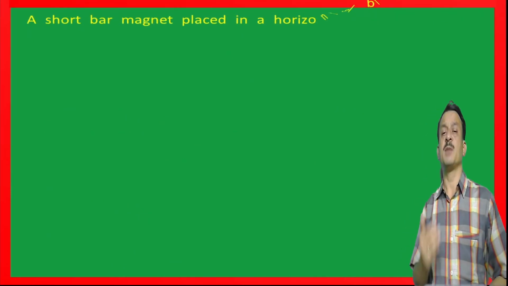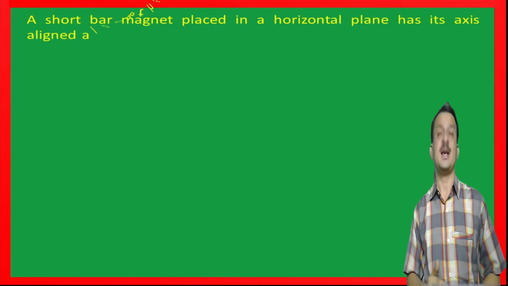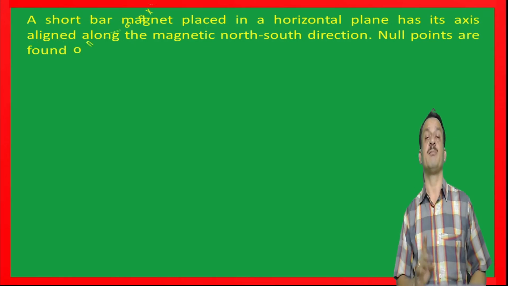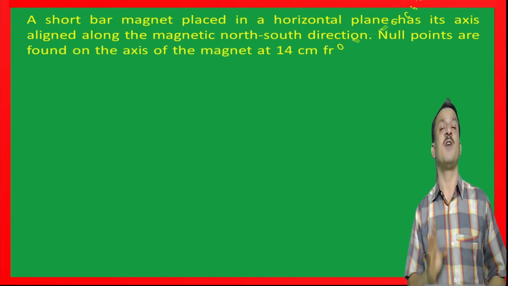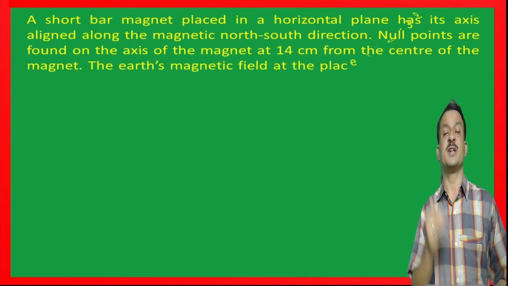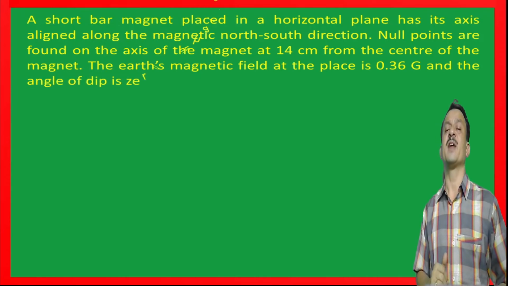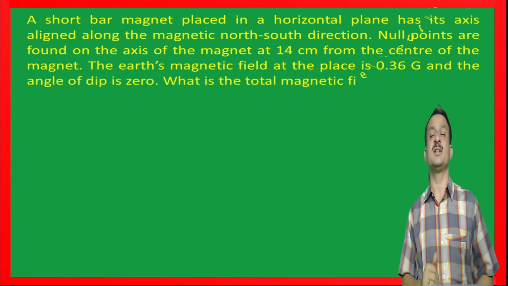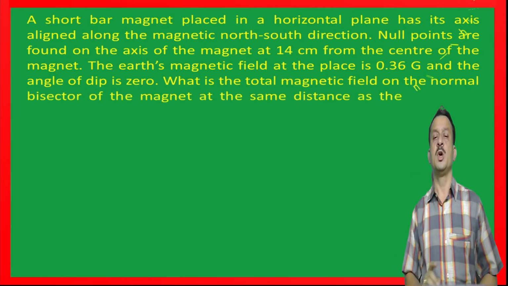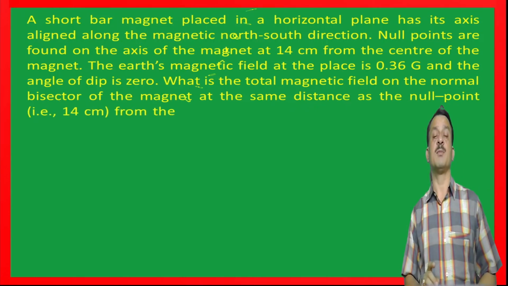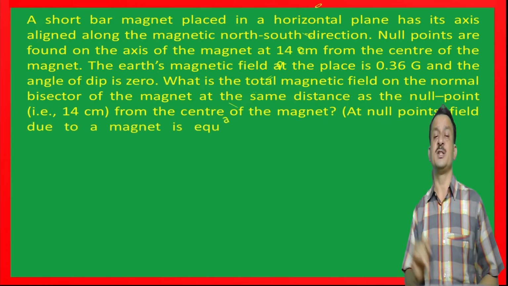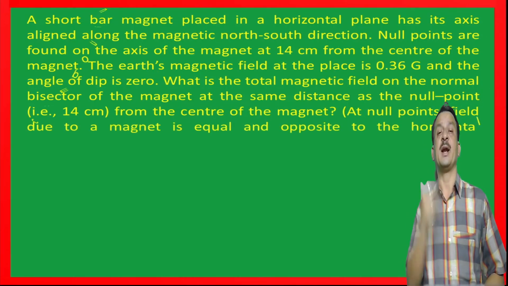Once again, a short bar magnet placed in a horizontal plane has its axis aligned along the magnetic north-south direction. Null points are found on the axis of the magnet at 14 centimeter from the center of the magnet. The Earth's magnetic field at the place is 0.36 Gauss and the angle of dip is 0. What is the total magnetic field on the normal bisector of the magnet at the same distance as the null point, that is 14 centimeter from the center of the magnet?